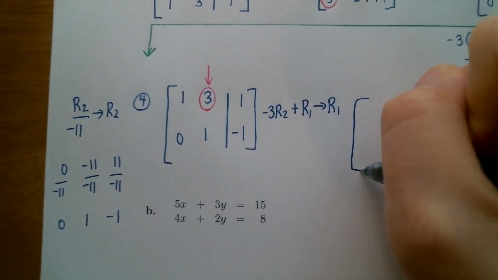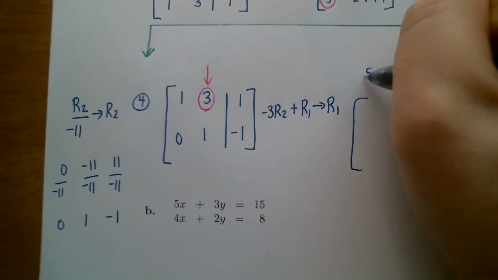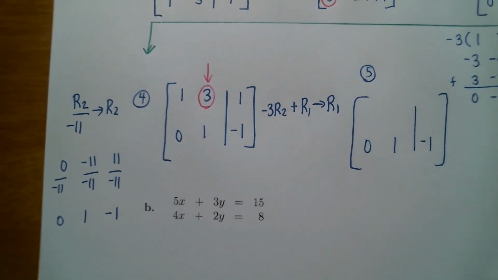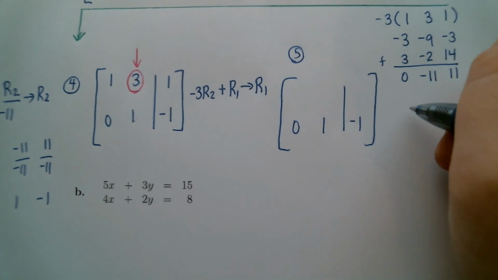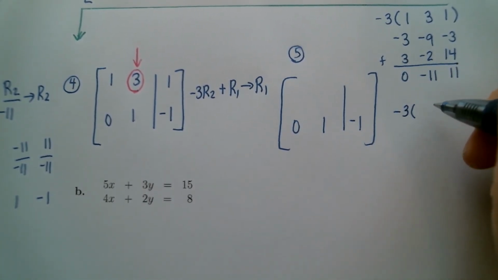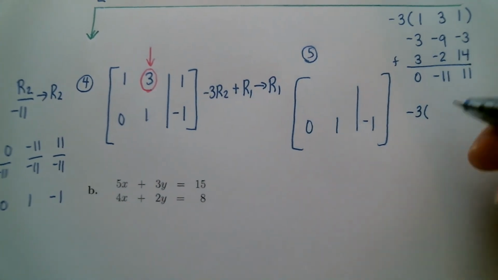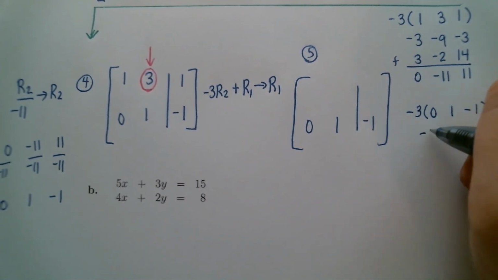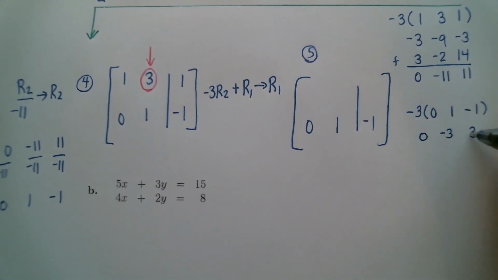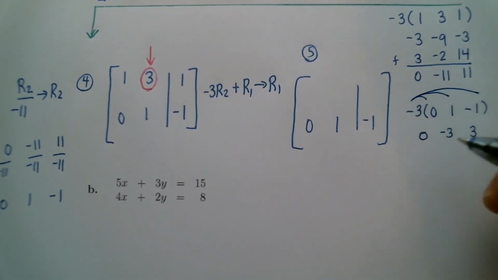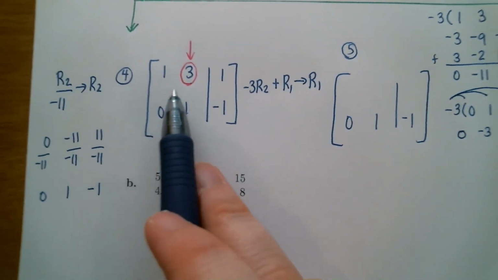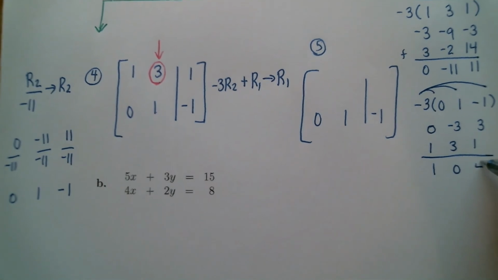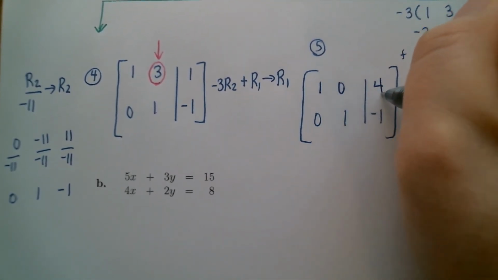In our next matrix, which is number 5, the second row will not change, so I'm going to go ahead and just write it in. Then I'll go out to the side and do -3 times row 2. Here's row 2, 0, 1, -1. That's going to give you 0, -3, +3, if you distribute all that. Then add it back to the first row. The first row is 1, 3, 1. That's going to give you 1, 0, 4, and there you go.